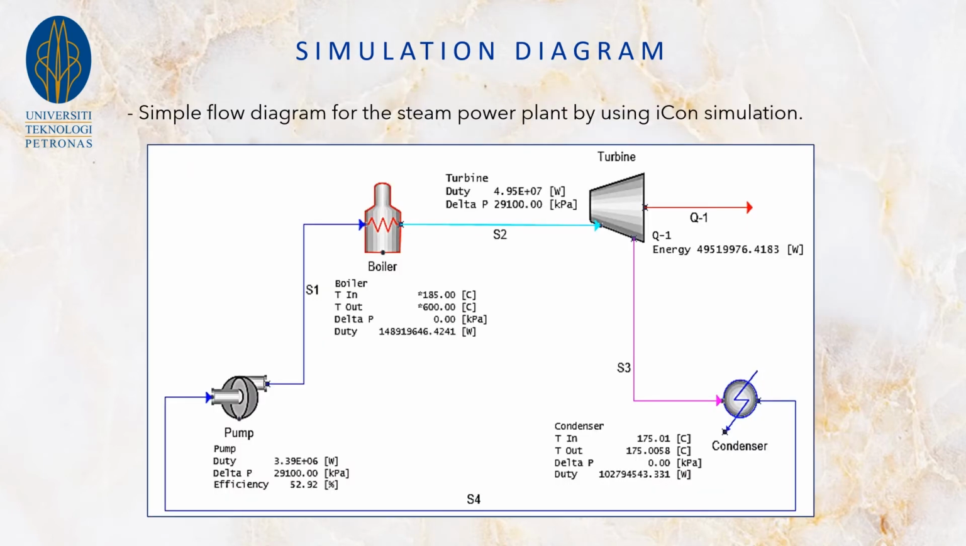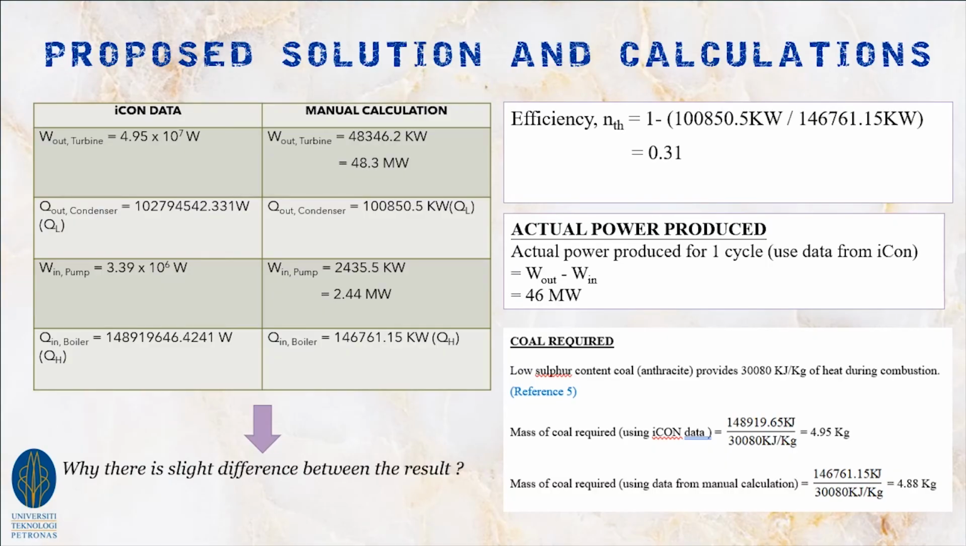We have used ICON to build a simple Rankine cycle for a steam power plant. And here is the process flow diagram of the steam power plant using the ICON simulations. This is the proposed solution and calculation. After we performed the energy balance of all components to find the Q in, Q out, work in and work out, we saw that there is a slight difference between the result we got from ICON and the one that we calculated manually.